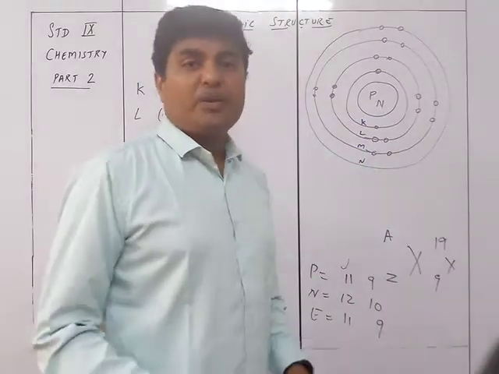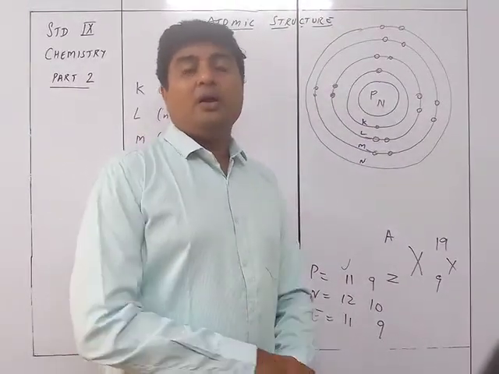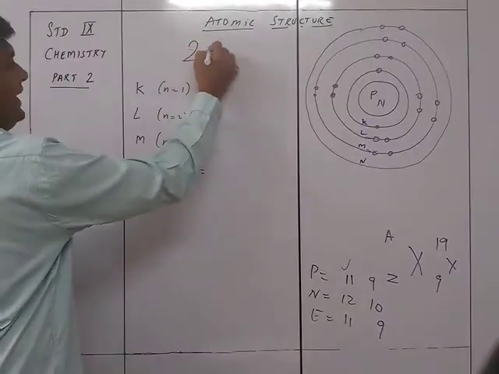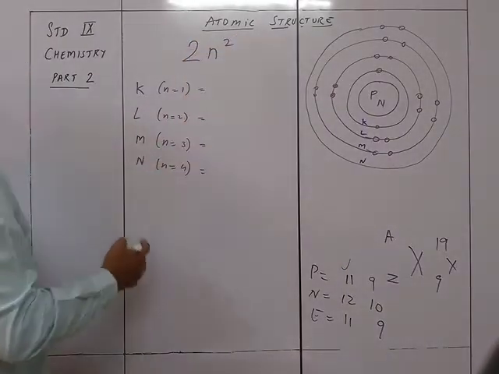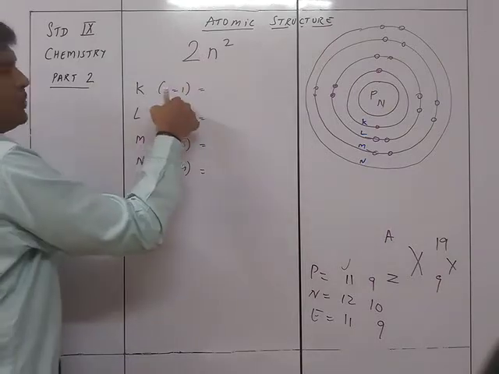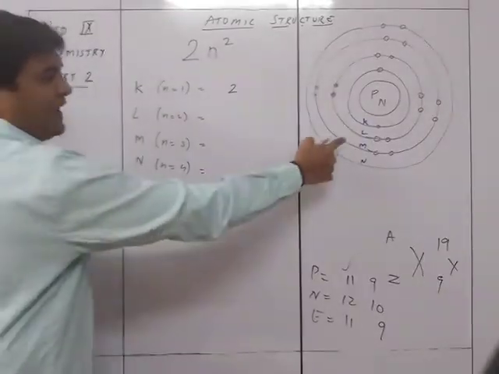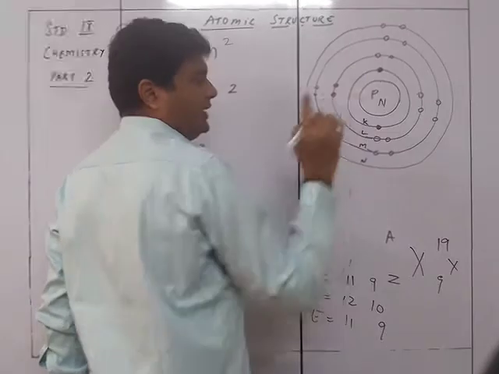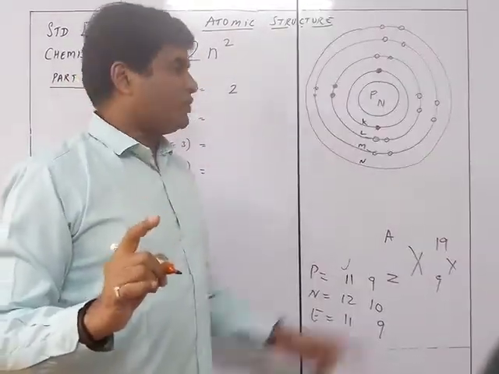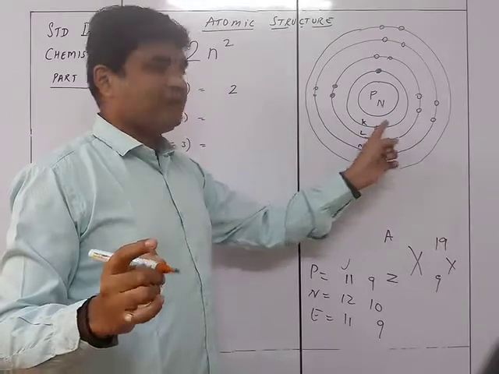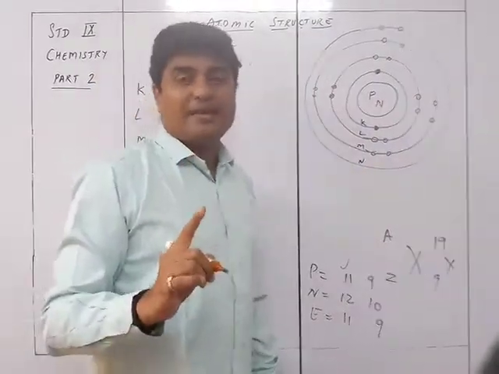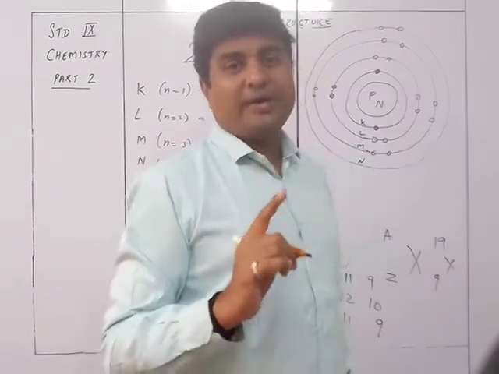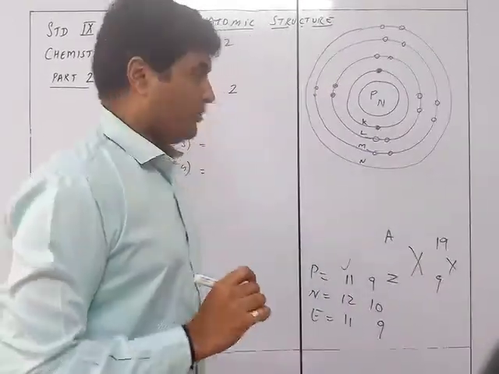The number of seats available in the shells is given by the formula 2n square. According to this, n here is 1, so it will be 2. That means the K shell can have only 2 electrons, 1 here and 1 here. Of course, not necessarily at this location; it can be this and next to it also. But the main thing is that the number of electrons a K shell can accommodate is only 2.